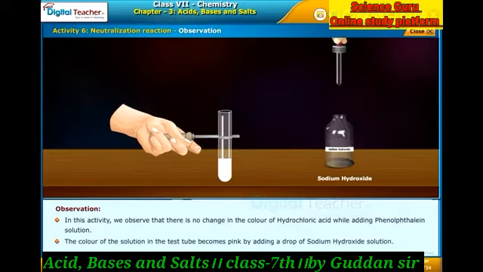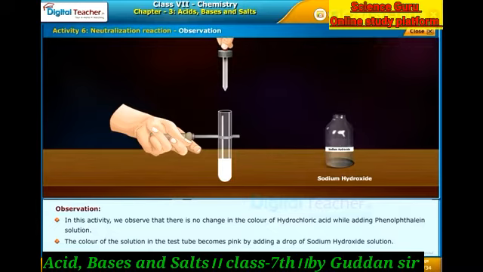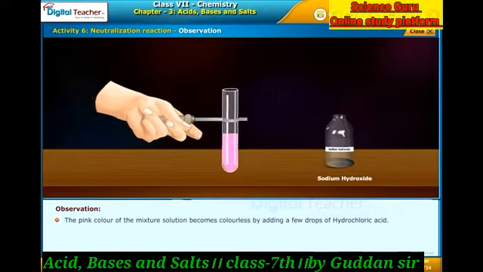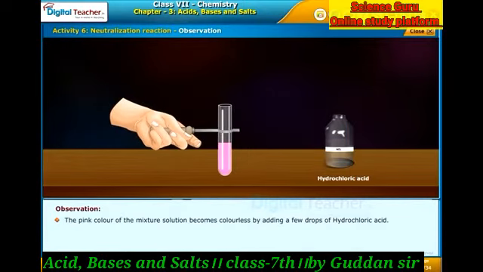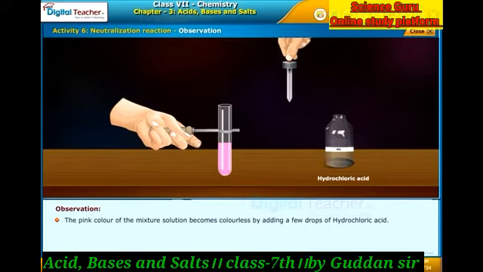The color of the solution in the test tube becomes pink by adding a drop of sodium hydroxide solution. The pink color of the mixture solution becomes colorless by adding a few drops of hydrochloric acid.